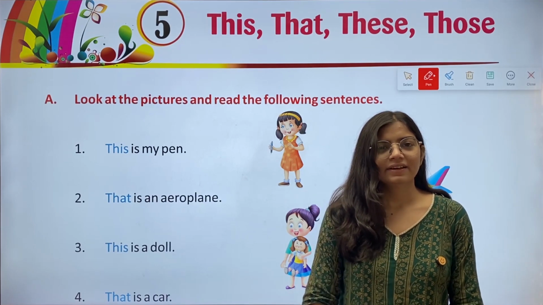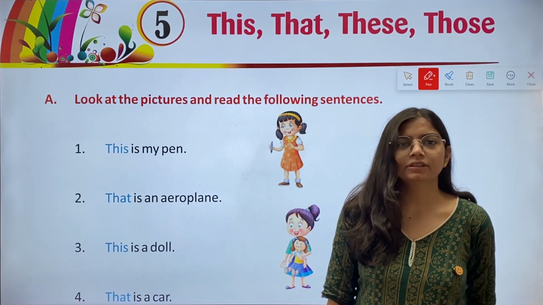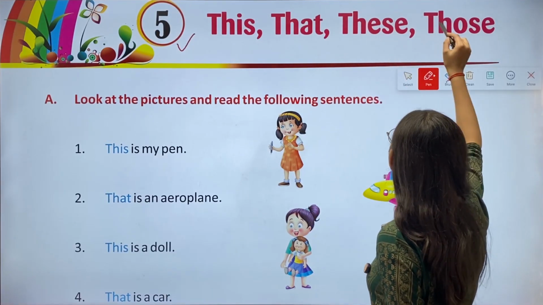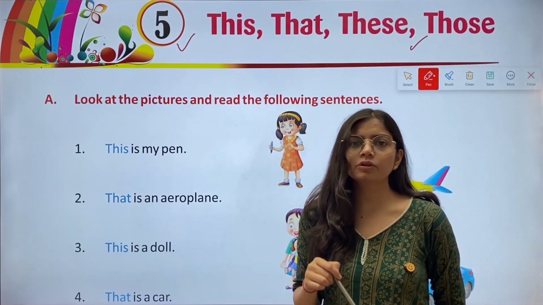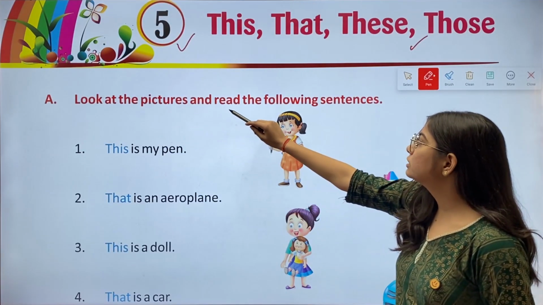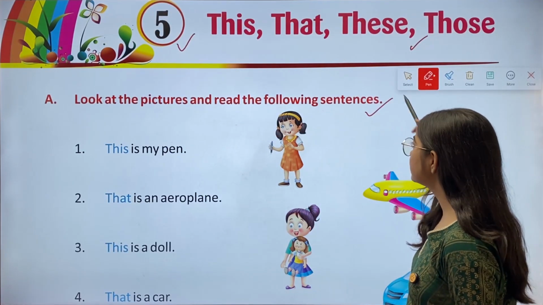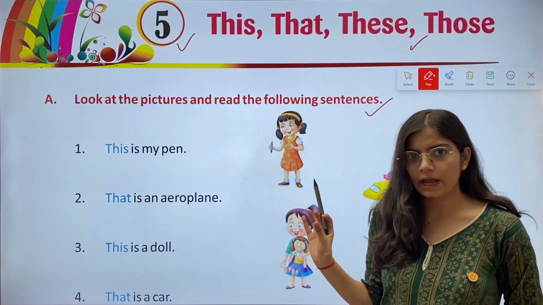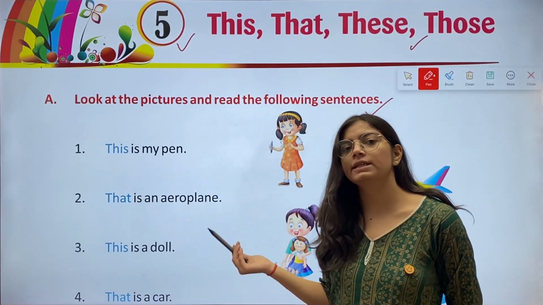Hi kids, we are starting a new chapter, chapter number 5. This, that, these, those from the book Grammar 1. A. Look at the pictures and read the following sentences. So we have to look at some pictures and read some given sentences.